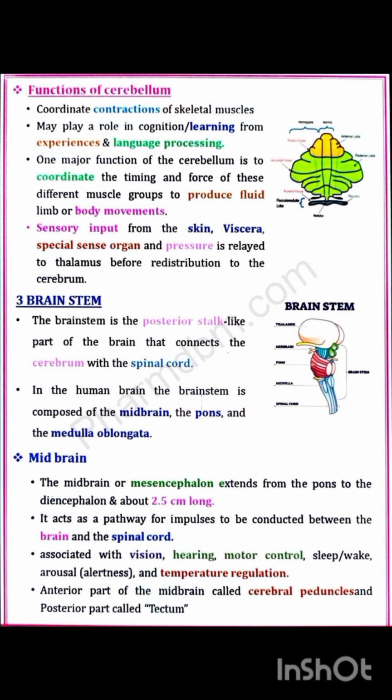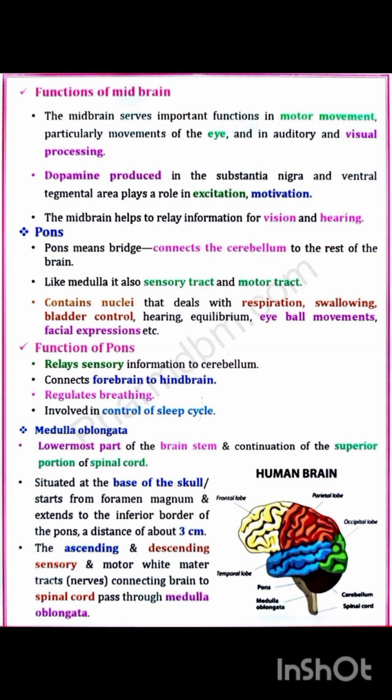Anterior part of the midbrain is called the cerebral peduncle and the posterior part is called the tectum. Functions of midbrain: the midbrain serves important functions in motor movement, particularly movements of the eye, and in auditory and visual processing. Dopamine produced in the substantia nigra and ventral tegmental area plays a role in excitation and motivation. The midbrain helps to relay information for vision and hearing.